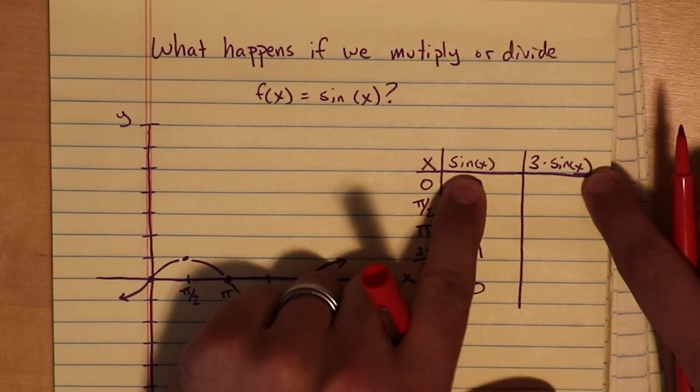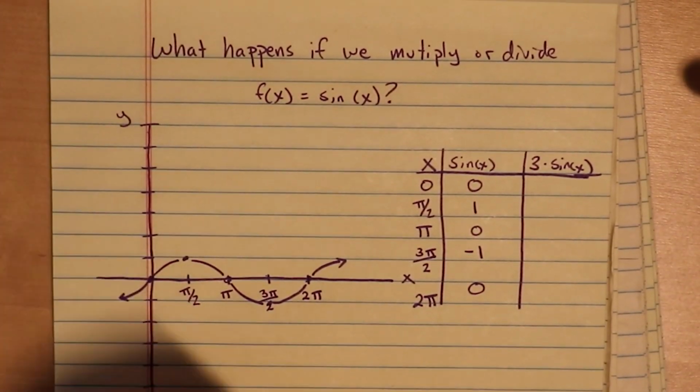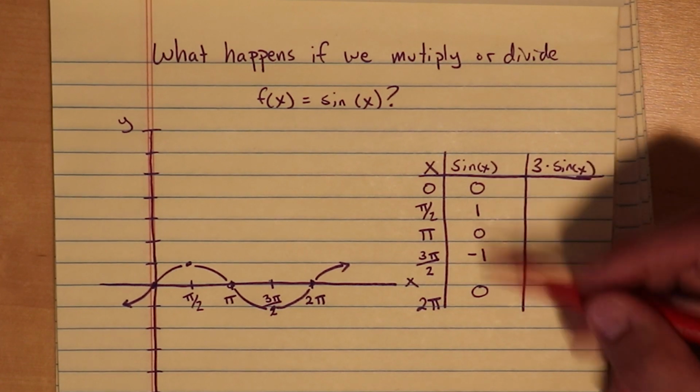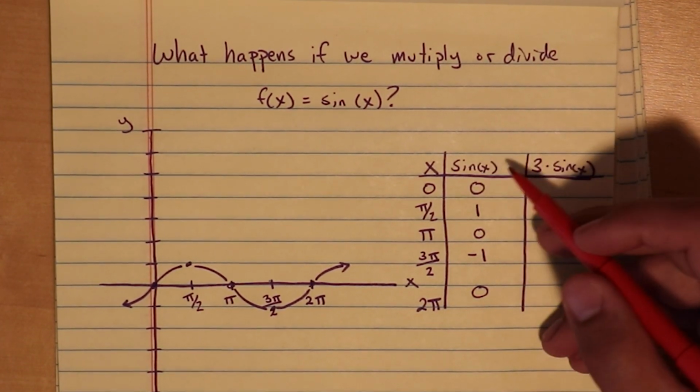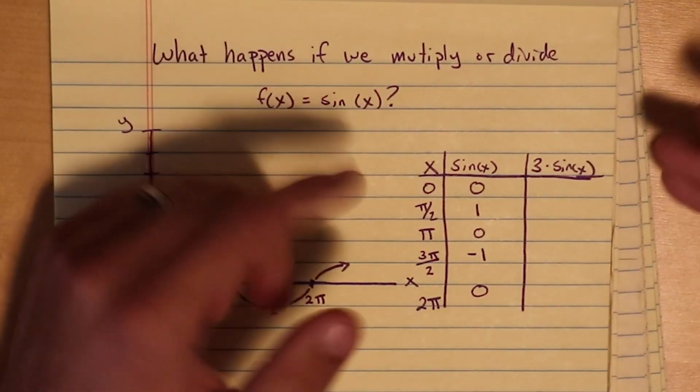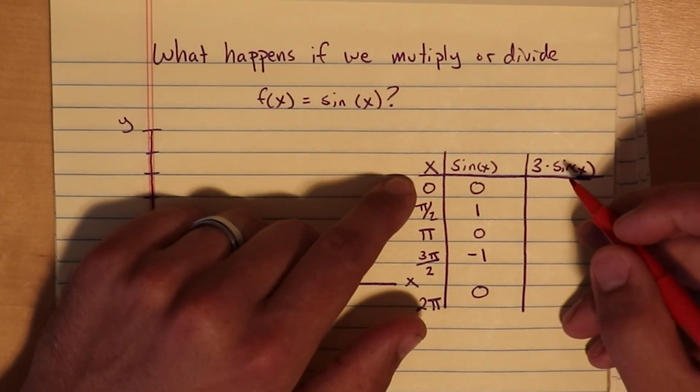This is sine of x. We're going to multiply those numbers by 3. Take a look at what happens if we multiply all these heights by 3. So sine of x, I'm just going to multiply these numbers by 3, and let's see what happens to our graph when we do that.